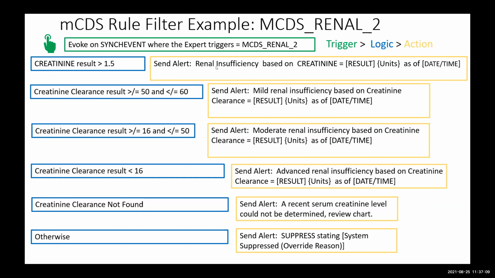So this would be a rare pathway for the rule to follow, because it would usually follow these others. Renal insufficiency based on creatinine would show the result, but it would only say creatinine and wouldn't break it down into mild, moderate, or advanced. Whereas this, based upon creatinine clearance, would break the language down to mild, moderate, and advanced based upon the creatinine clearance level. And if creatinine clearance is not found, then it indicates that a recent level could not be determined, review chart. And otherwise, if it's past all those steps, then it would suppress. So if it's none of the above, then the filter would engage.